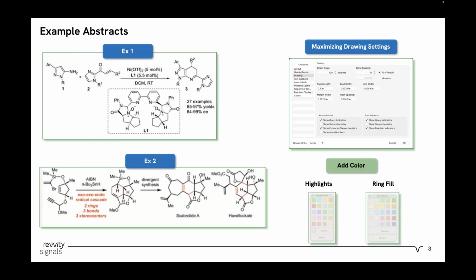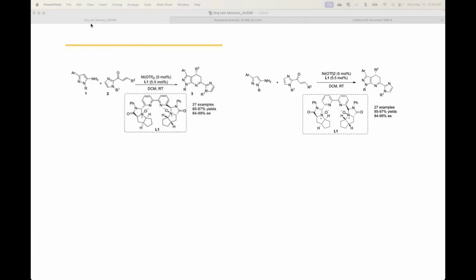And then how to add some strategic highlights and colors to really make that chemistry pop and highlight the most important aspects of the chemistry that you're doing in your research and your work and that you're publishing on. So without further ado, I'm going to jump right into ChemDraw.